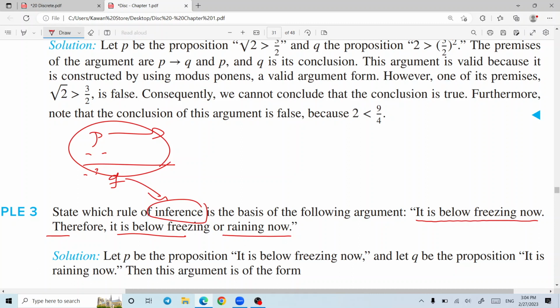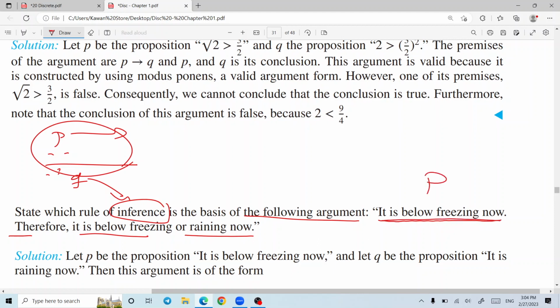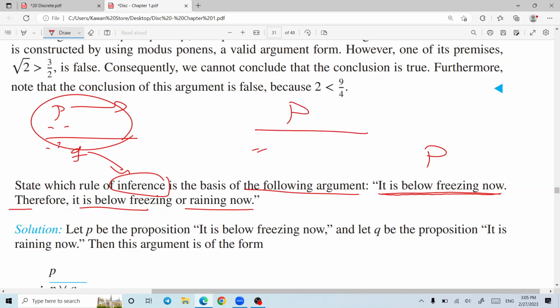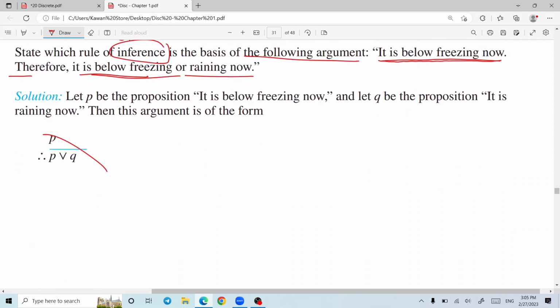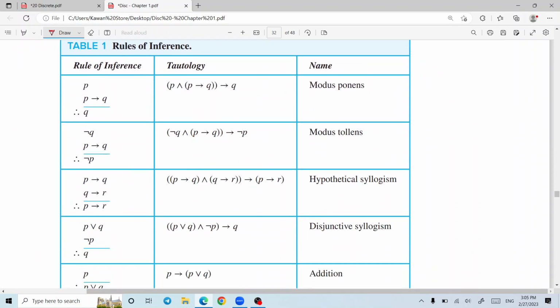Did you understand what inference means? Good. Now we have the following argument. Where's the proposition? I see it's below freezing now. That one, I'm going to make it P. Therefore, so I say therefore, P or Q. Clear? So here's your result. You got it? Easy. That's it, for now.